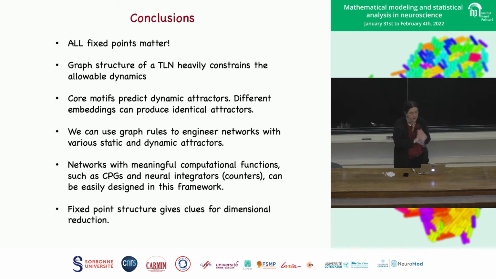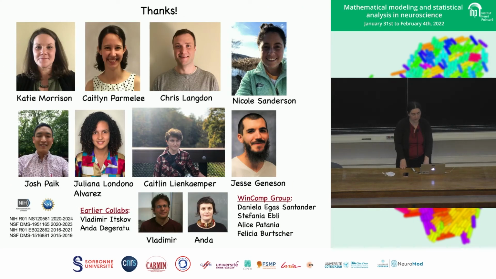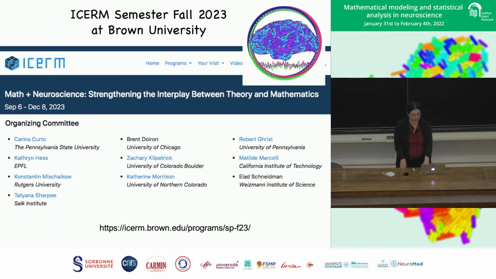My conclusions. First of all, the fixed points matter. By paying attention to both the stable and the unstable fixed points, we're able to get a handle on dynamic attractors. The graph structure of the TLN is heavily constraining the allowable dynamics. So this really is a model where you have a chance. It's surprisingly tractable. You can analyze the graph and make predictions about the dynamics, and then run the simulation, and it works. And then I talked about this application with the CPGs.